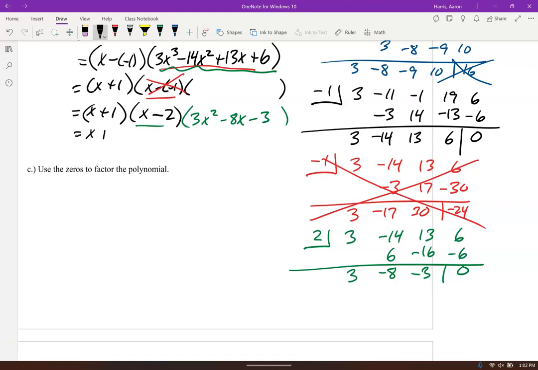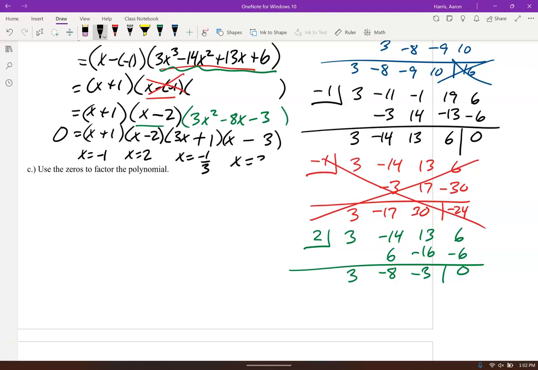Now it's a quadratic, so we can go ahead and factor that. That's 3x and x. That'd have to be 1 and 3 here, minus. Let me check that. 3x squared minus 9x. Oops, that's got to be a 3x squared minus 9x plus x minus 3. There we go. And there's all my zeros. Negative 1, 2, negative 1/3, and 3. Look at that. All 4 of my zeros are right there. And we've already factored it. So now I just write the factored form.